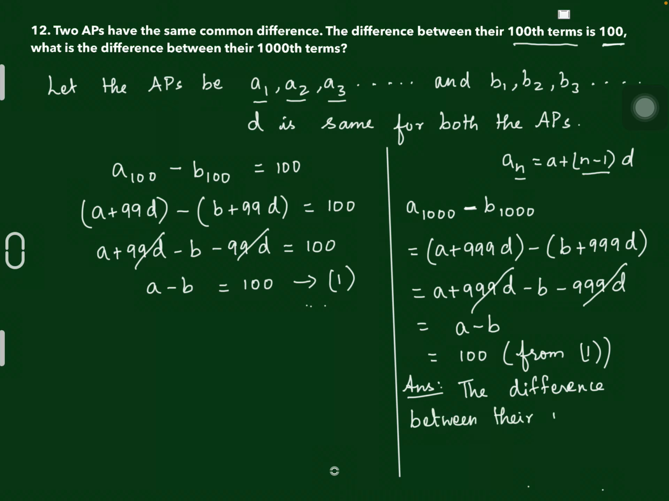So the answer is the difference between their 1000th terms is also 100. So the difference between their first terms is also 100, the 100th terms also 100, and the difference between the 1000th terms is also 100.